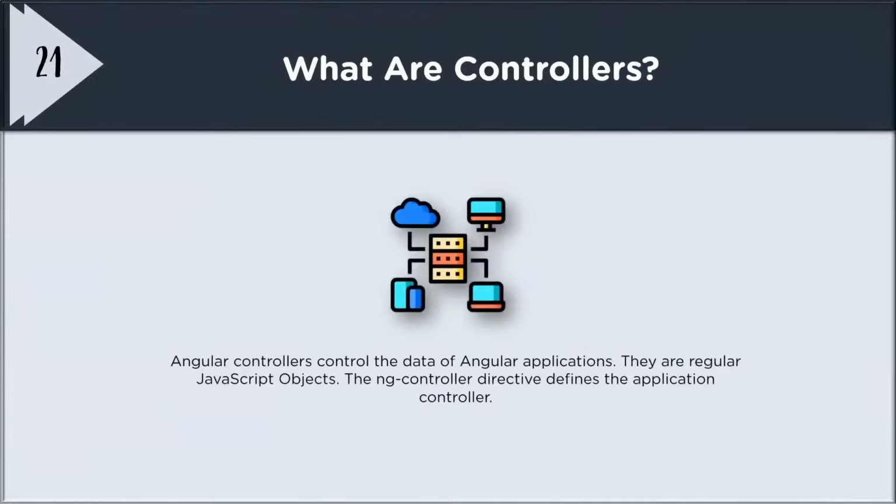Moving on, what are controllers? Now, as the name suggests, controllers control the data of Angular applications. They are regular JavaScript objects, and the ng-controller directive defines the application controller. Next question, what do you understand by scope in Angular?